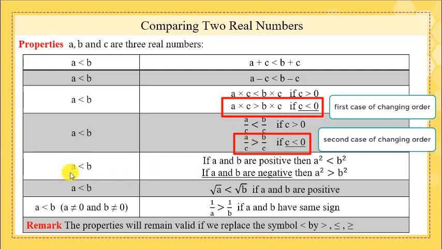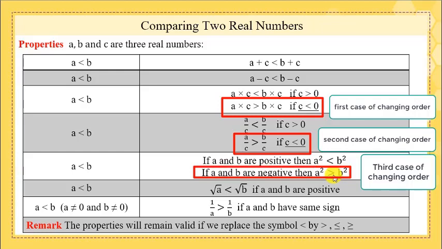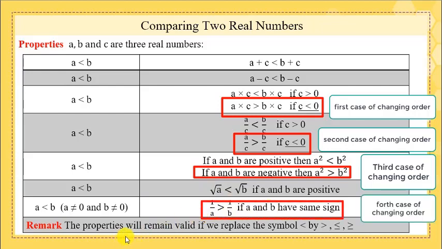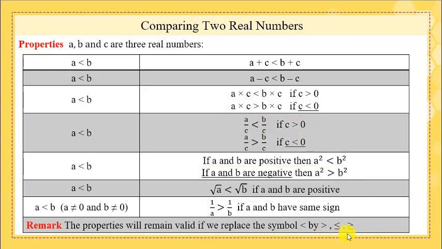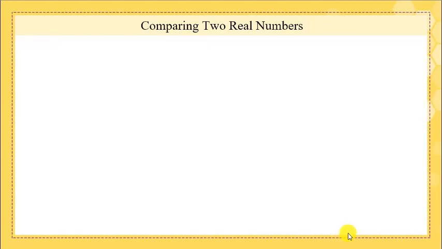A less than b, and if we square both sides, then the order remains the same if these numbers are positive, and reversed if these numbers are negative. If a is less than b and we take square roots of both sides, then the order remains the same. If a is less than b, then if we take the reciprocal, the order will be reversed. Remark: the properties remain valid if we replace the symbol less than by greater than, or less than or equal, or greater than or equal.